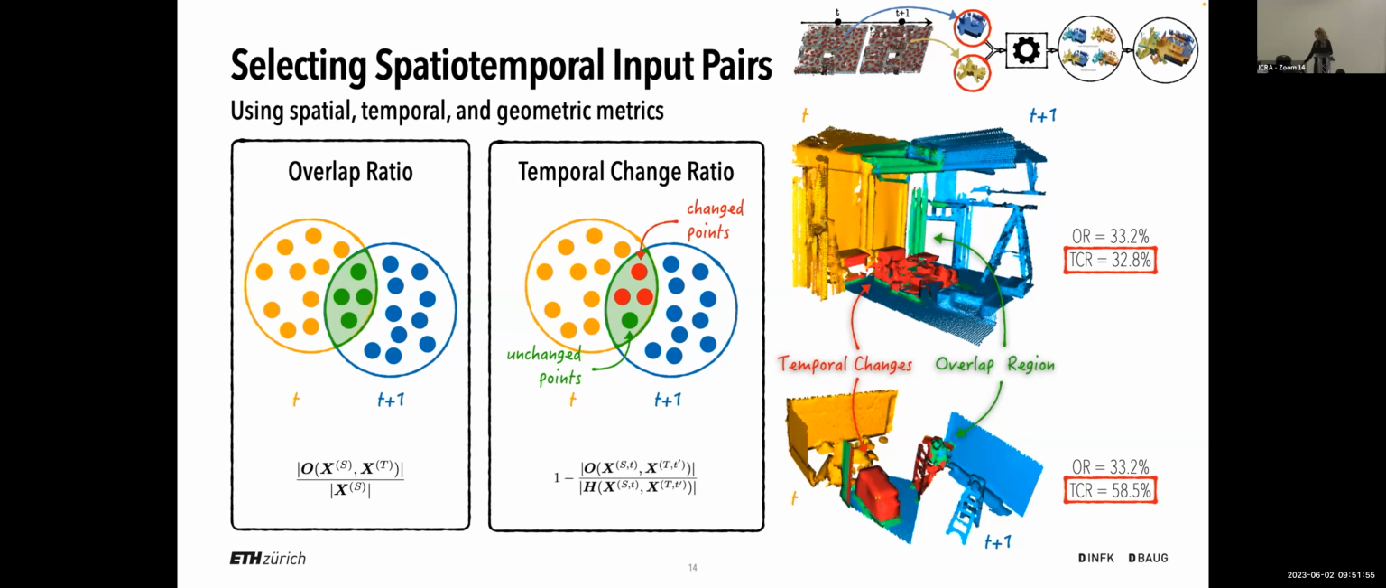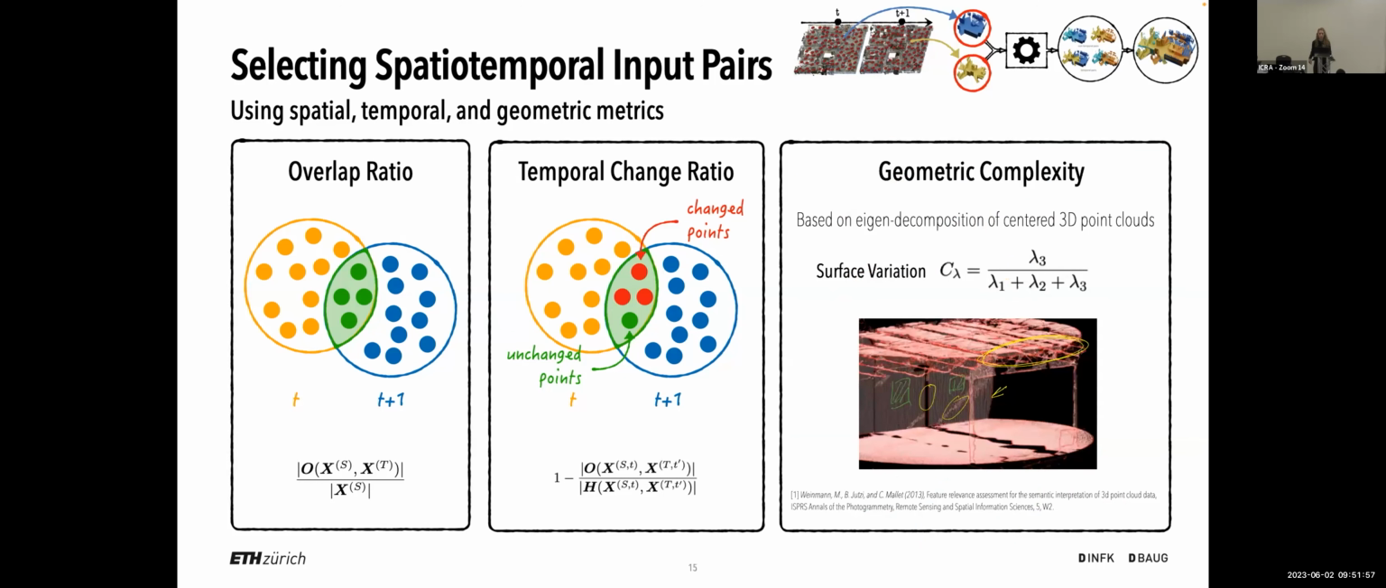And this is the final metric, that of geometric complexity. We don't only want different spatial overlap and different temporal changes, but we also want to make sure that we have point clouds that are flat and bumpy, somewhere in between these 2 ranges.